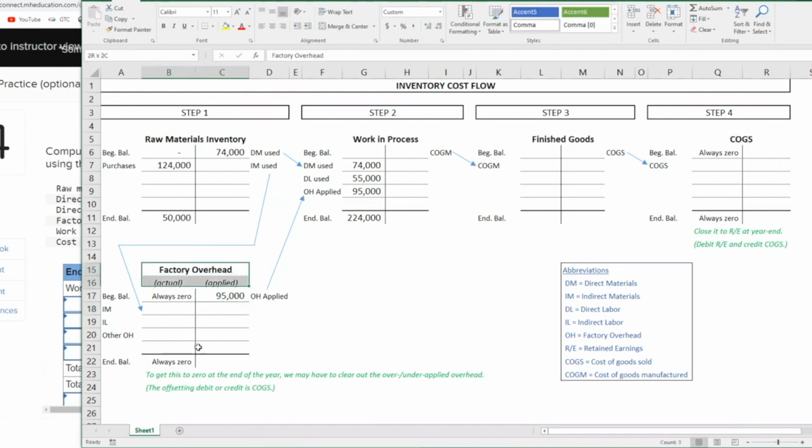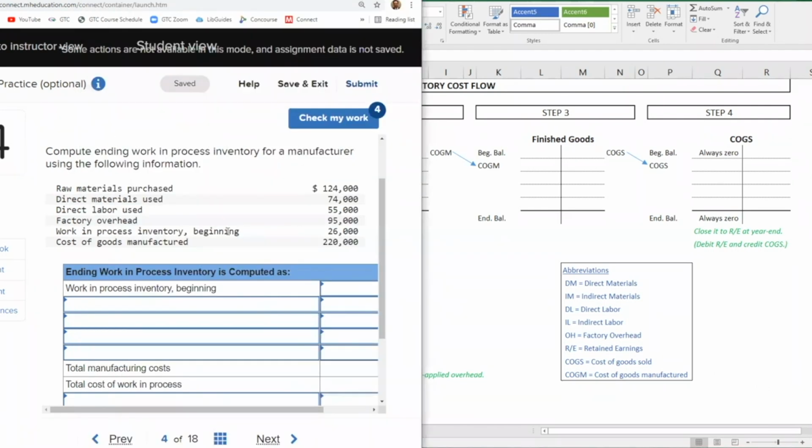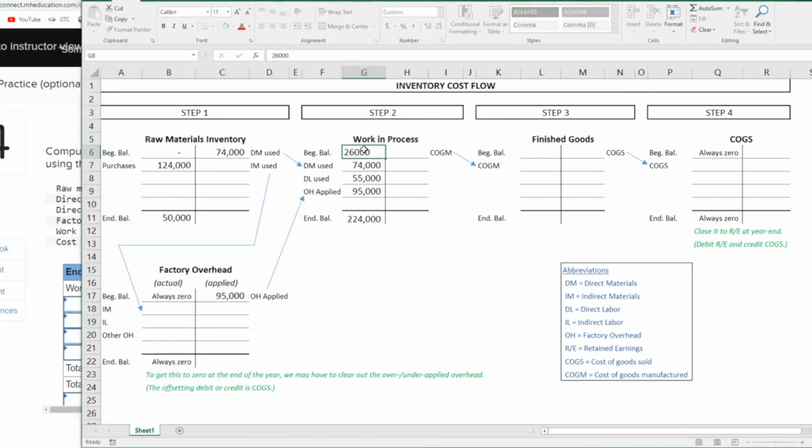We'll talk more about overhead in the next chapter. Direct materials comes out of this account and goes into here, but direct labor just pops out of nowhere because it's basically just the efforts of our employees. Work in process beginning, 26,000. So what we're saying is here, at the beginning of the month, we had already $26,000 worth of bicycles that weren't finished yet. They'd been started, but they weren't finished yet. And then we put more direct materials, direct labor, and overhead into the process.